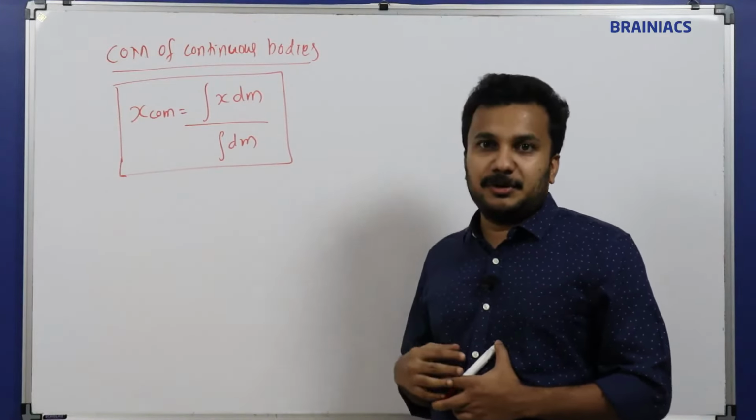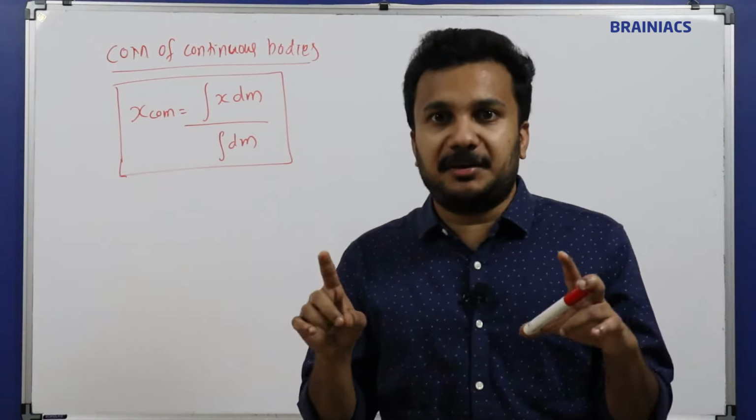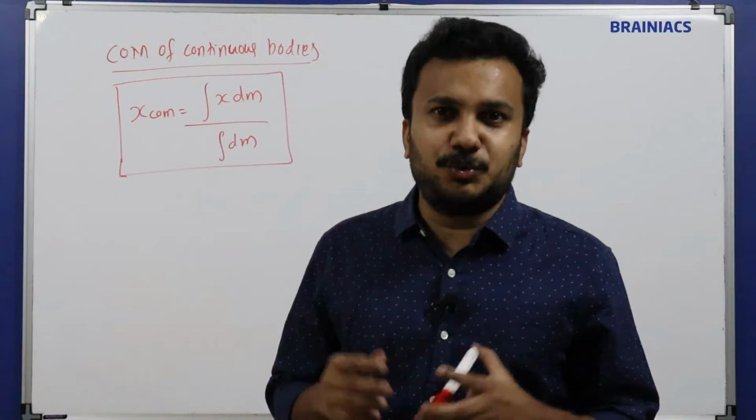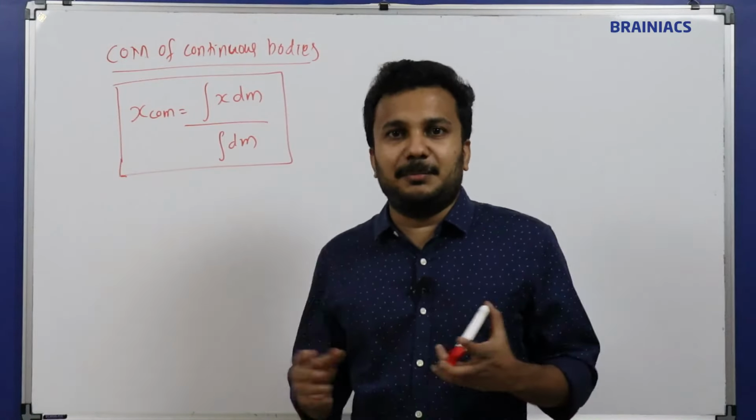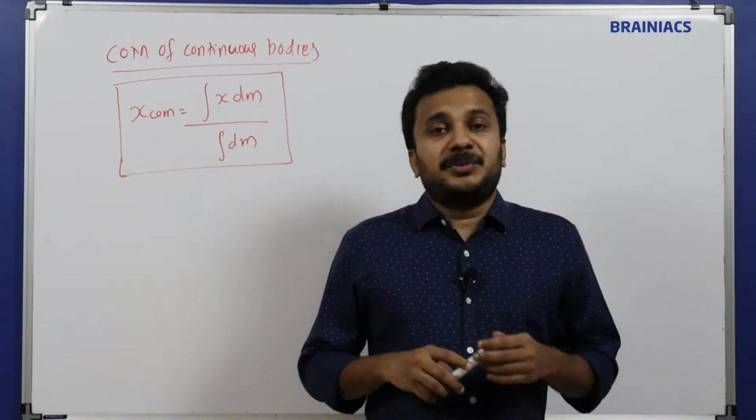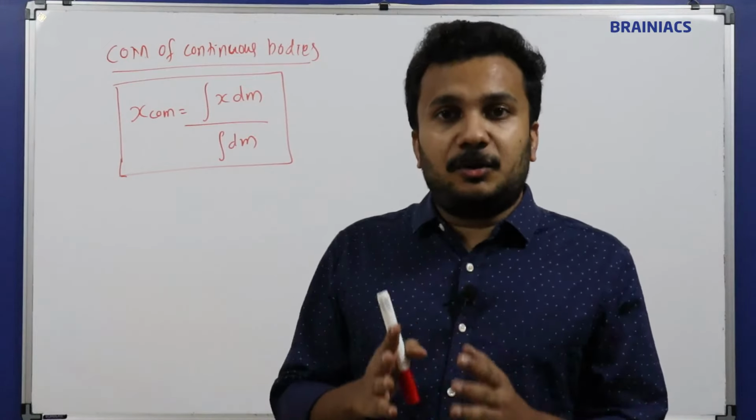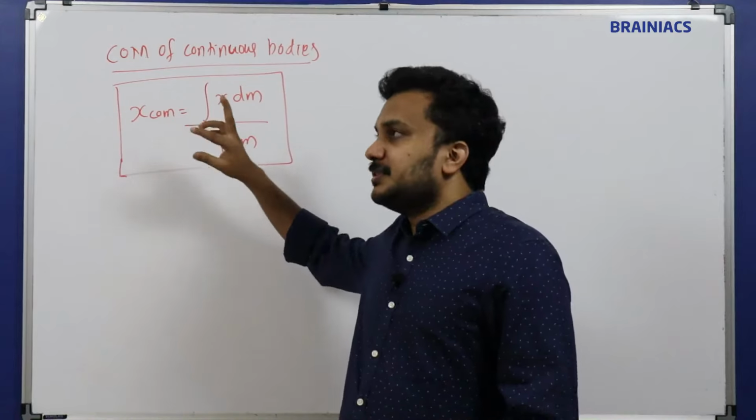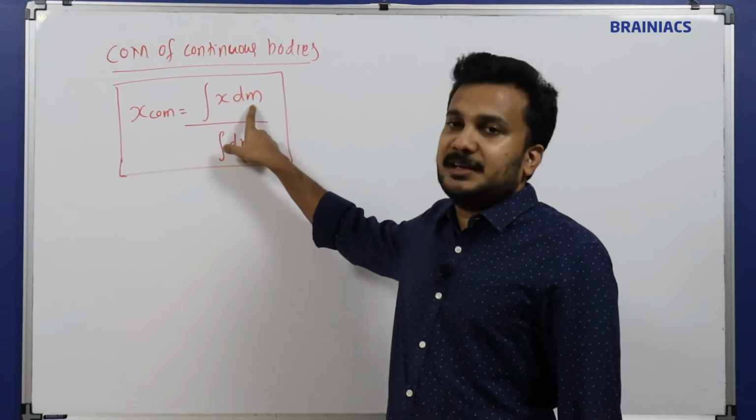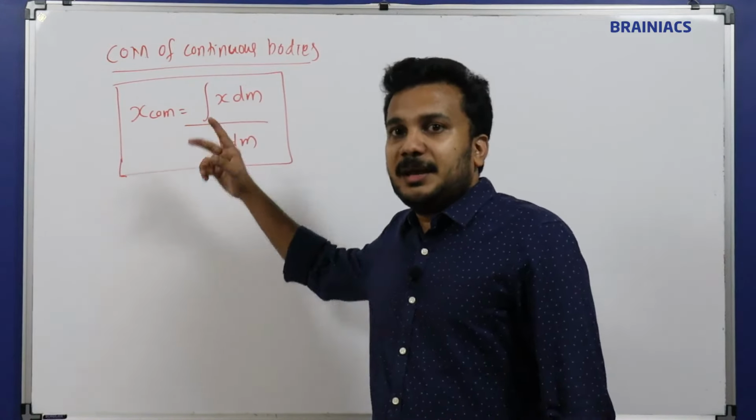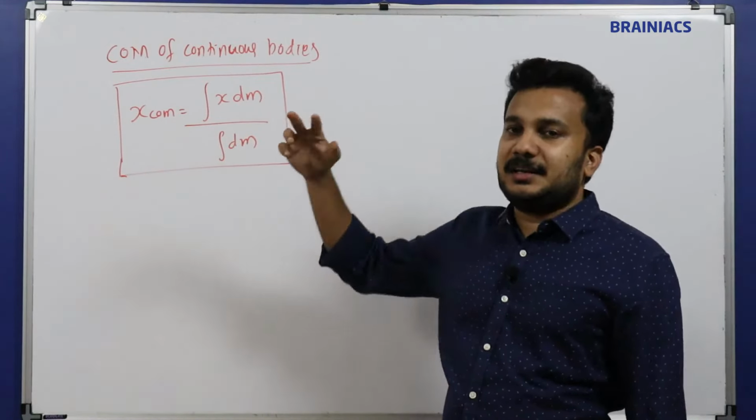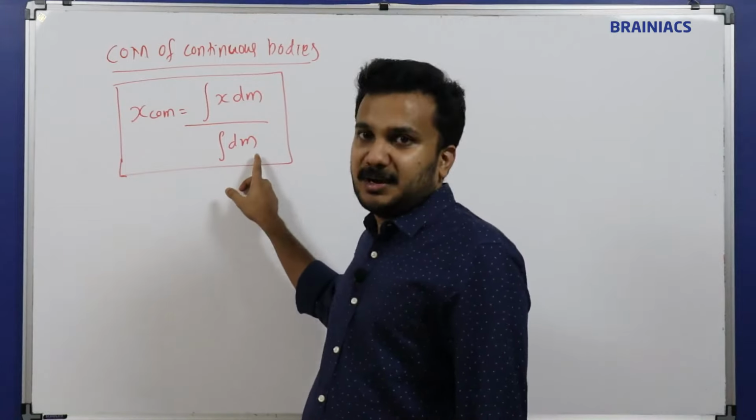Sometimes we cannot count. For example, if you take a brick, and I ask how many particles are there, you will definitely say infinite, or that you cannot count it. In such cases, if you cannot count the number of particles, you have to use this formula. This x dm is similar to m1 x1 plus m2 x2 plus m3 x3 divided by the sum of the masses.